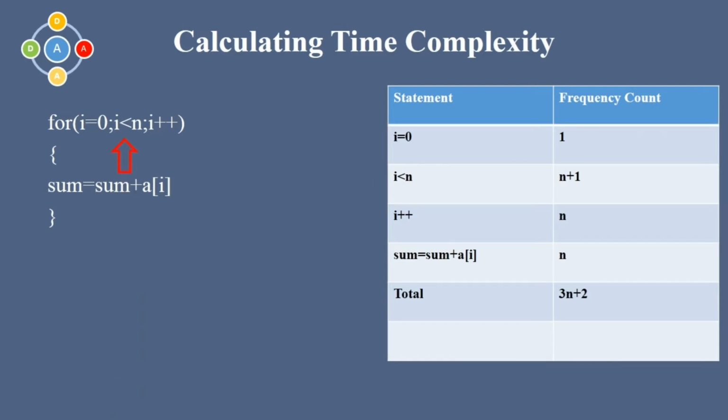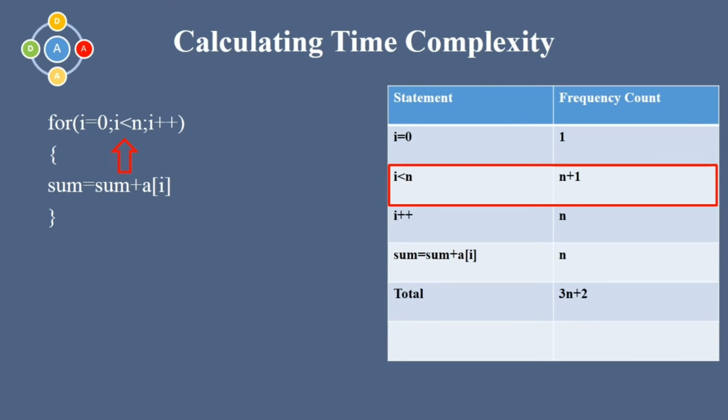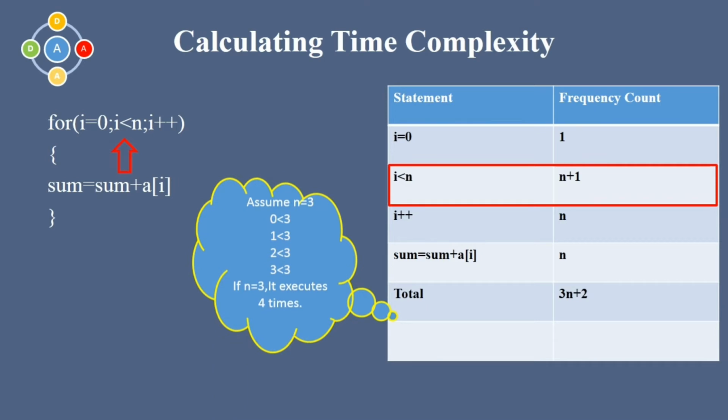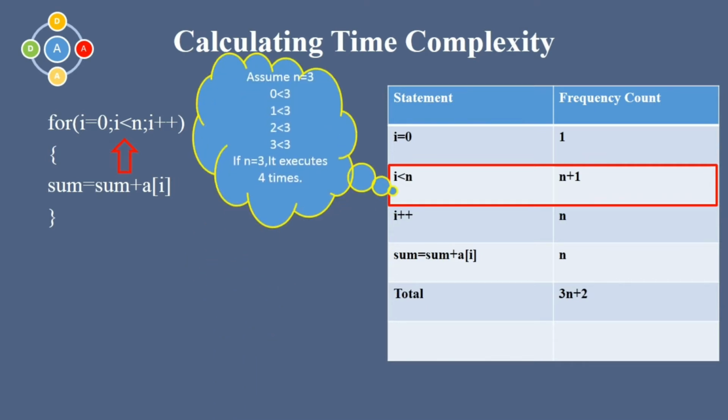Next is condition checking, that is i less than n. We are going to calculate the frequency count for i less than n. So assume your n value is 3. We are going to find how many times this looping statement is executed. First we check whether 0 less than 3 is true or not. Yes, this will be true. So it will enter inside the statement sum equal to sum plus a[i]. Then again it will go to the increment operator. So now the i value will be incremented to 1.